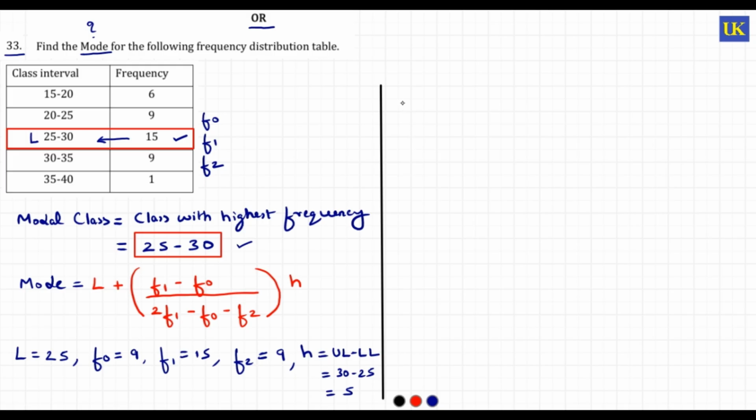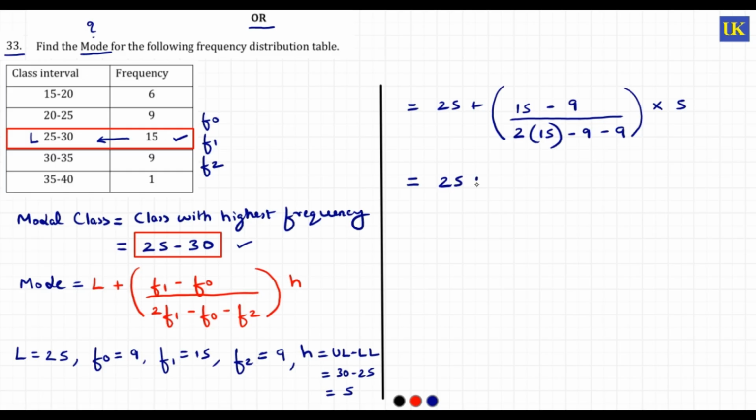So now we'll input all these values in the formula here. So lower limit is 25 plus 15 minus 9 divided by 2 into 15 minus 9 minus again F2 is also 9. Close the bracket. Into H, H is how much? H is 5.